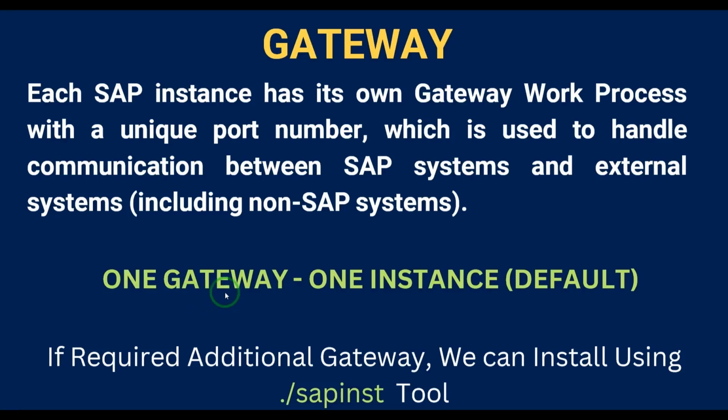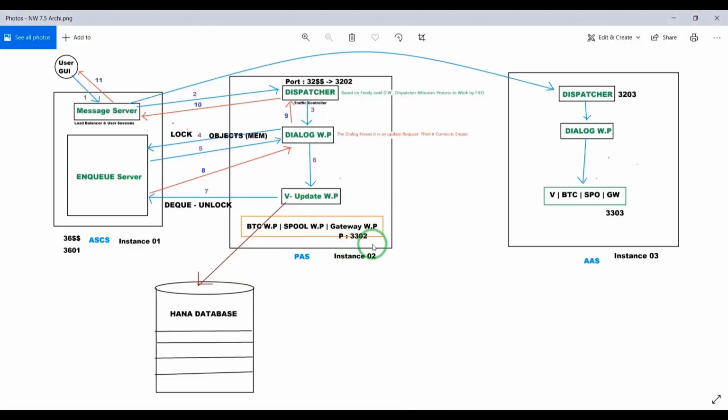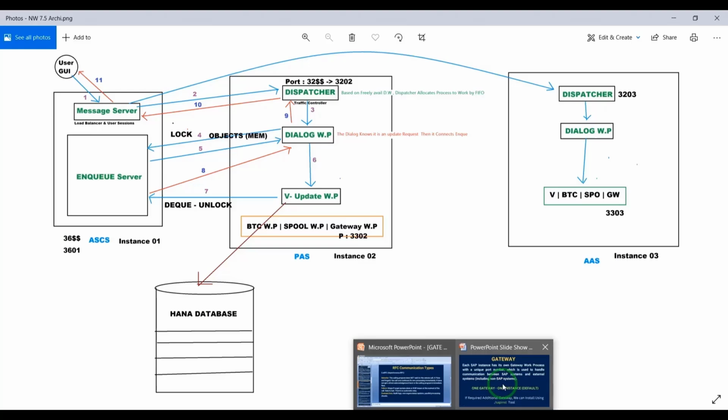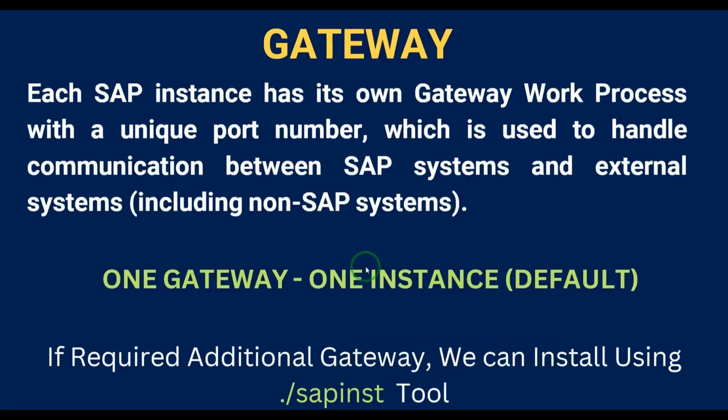And one gateway for one instance. By default, we are going to get that. See here, this is one gateway, and this is another gateway. For each instance, we are having one gateway. So one gateway, one instance, by default.